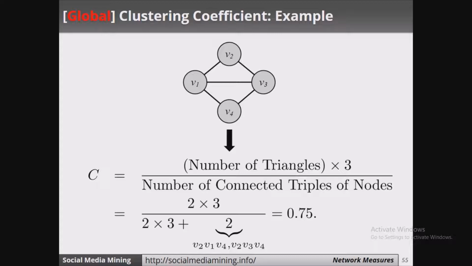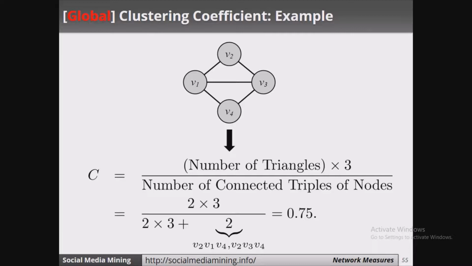So how is it given? C is equal to the number of triangles times 3 divided by the number of connected triples of nodes. The number of triangles that you can see in the graph is 2. There is a triangle V1, V2, V3 and the second triangle is V1, V3, V4. So we have two triangles times 3, fair enough.